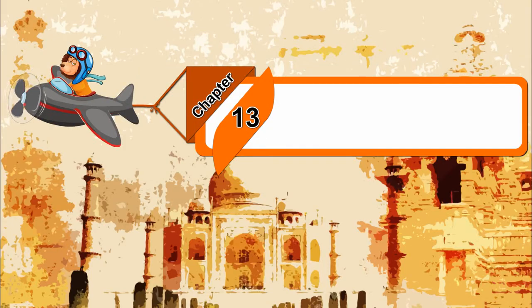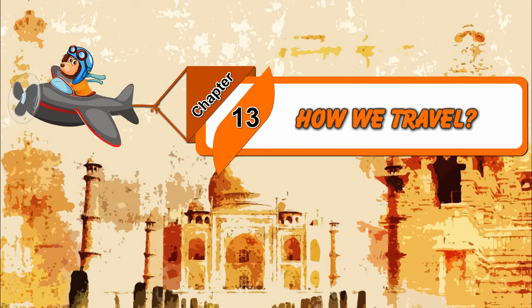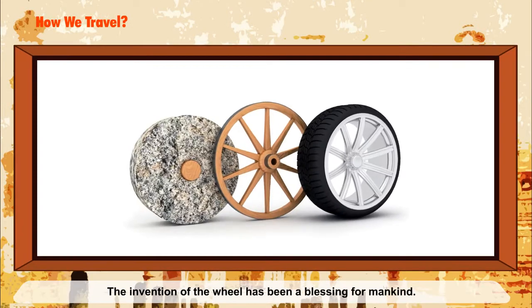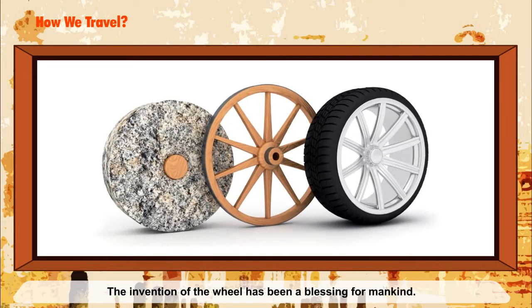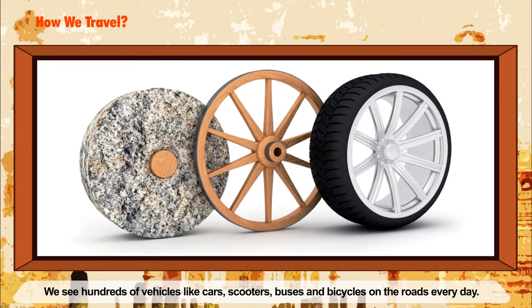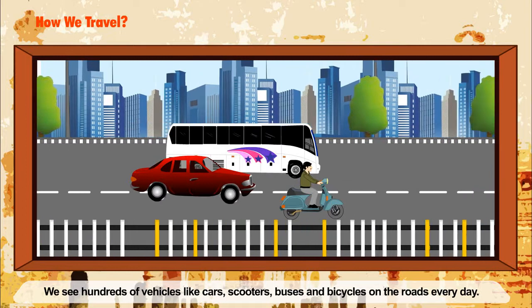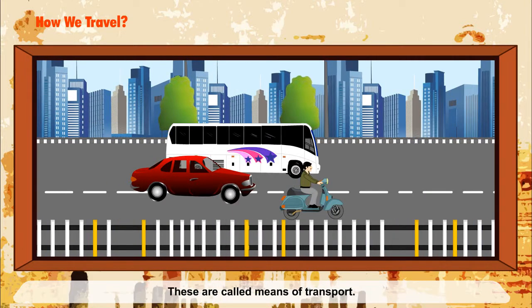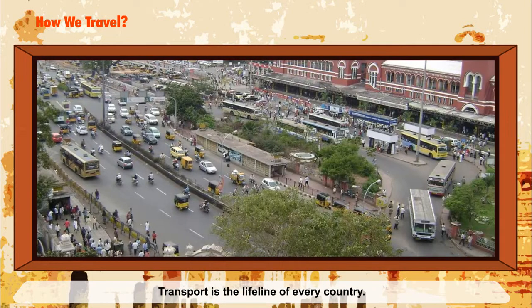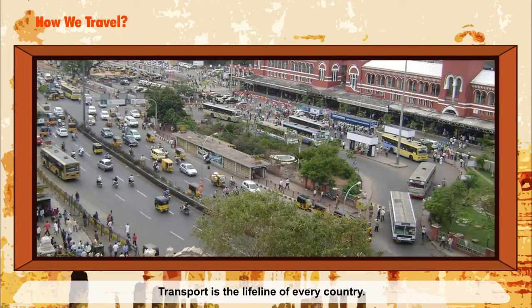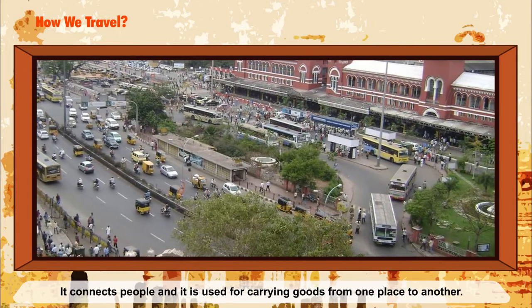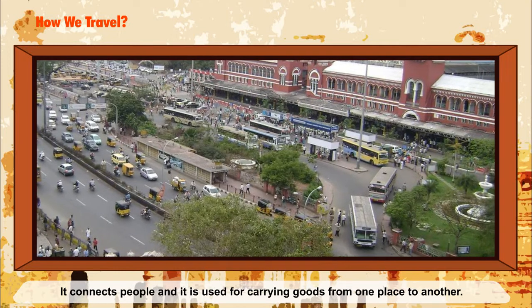Chapter 13. How we travel. The invention of the wheel has been a blessing for mankind. We see hundreds of vehicles like cars, scooters, buses and bicycles on the roads every day. These are called means of transport. Transport is the lifeline of every country. It connects people and it is used for carrying goods from one place to another.